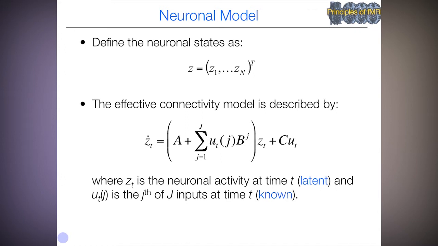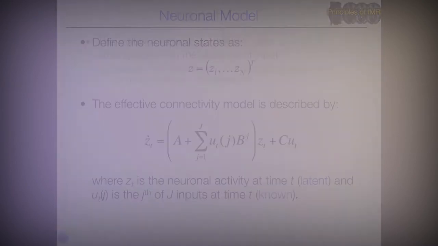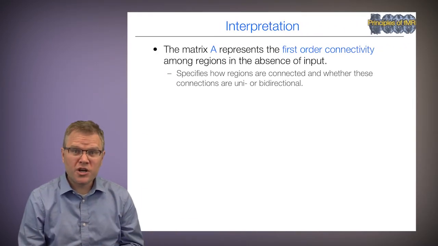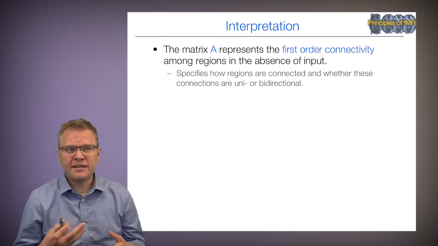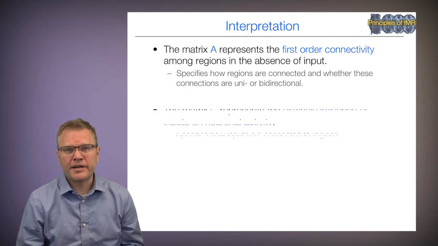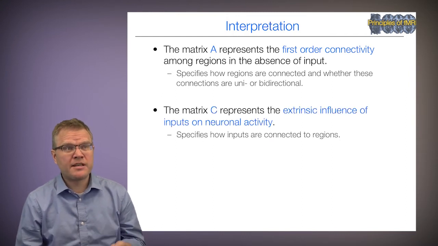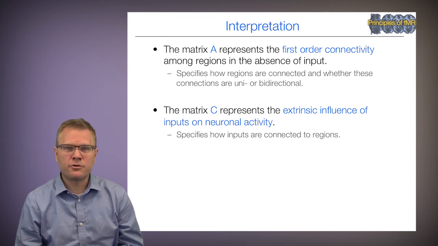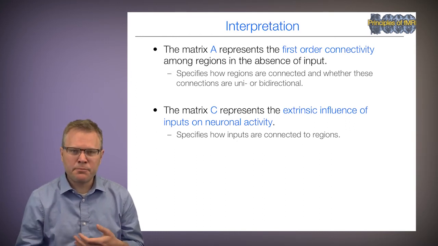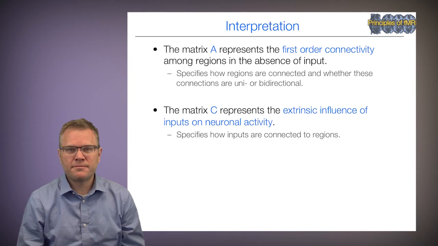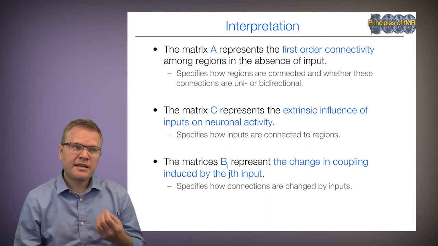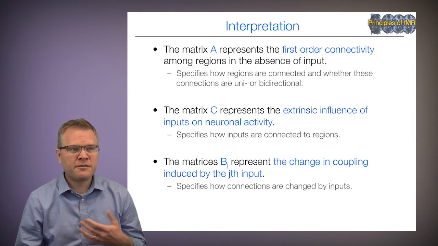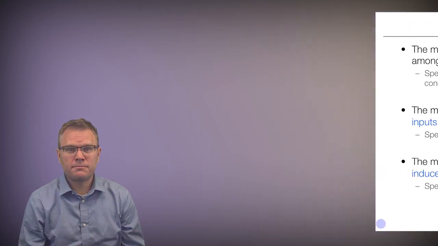And here, Z of t is the neural activity at time t, which is latent, and u_j of t is the jth of capital J inputs at time t. These are known to us, since we know what we do to the system. The matrix A represents the first-order connectivity among regions in the absence of input, and this specifies how regions are connected and whether these connections are uni- or bidirectional. The matrix C represents the intrinsic influence of inputs on the neural activation. This specifies how these inputs are connected to the different regions. Finally, the matrices B of j represent the change in coupling induced by the jth input, and this specifies how connections are changed by the inputs.